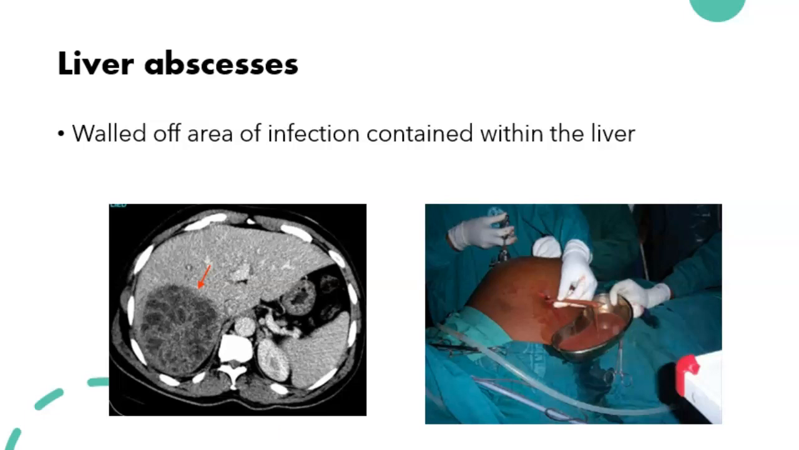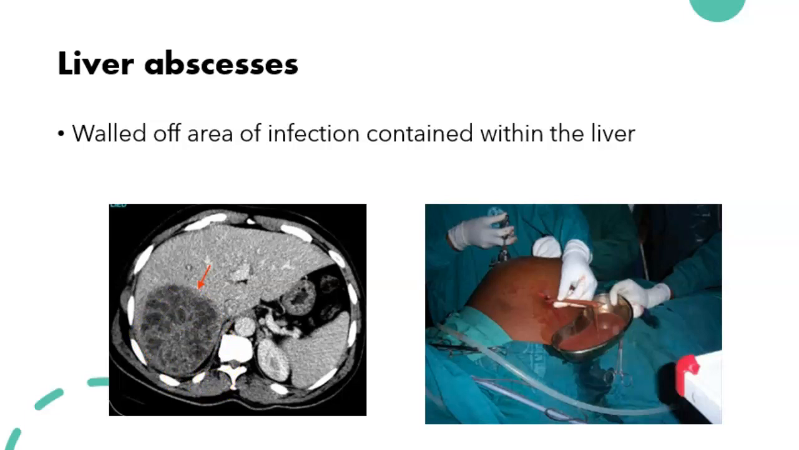You can see this right here on the left-hand side. First, this is the liver right here. You can see the outline of the liver. And this dark circle here is your abscess.